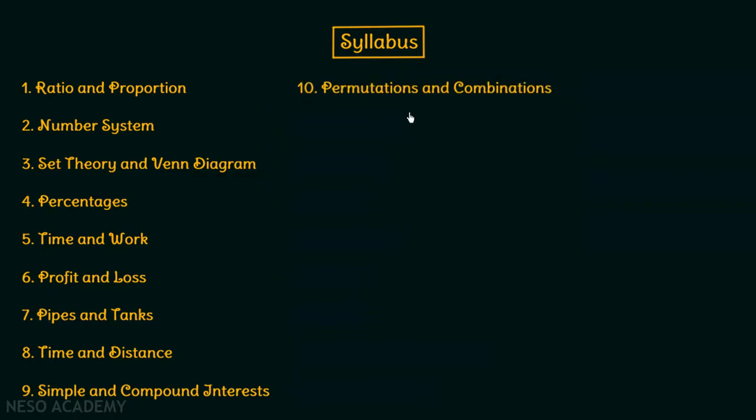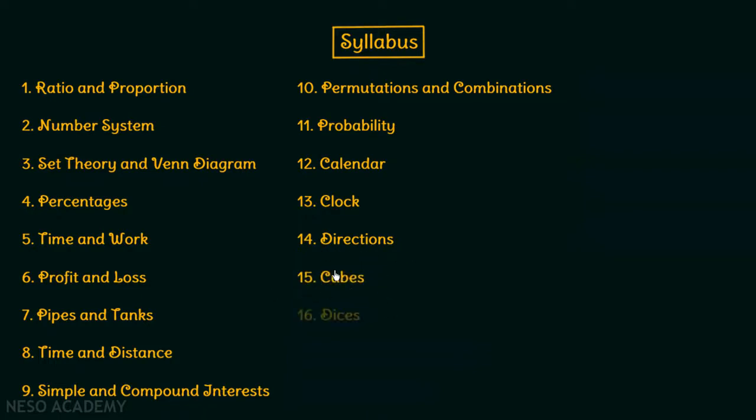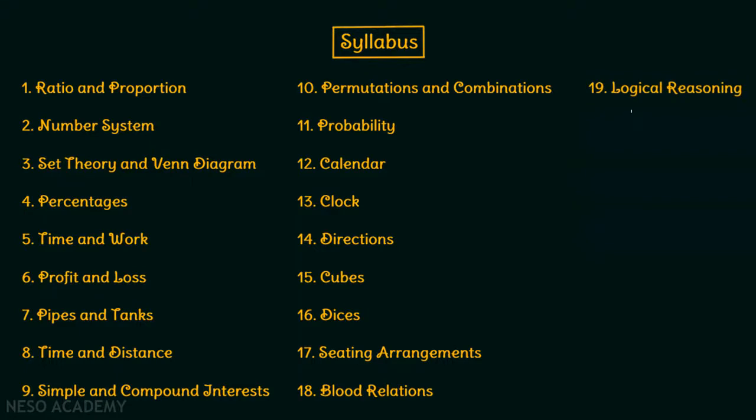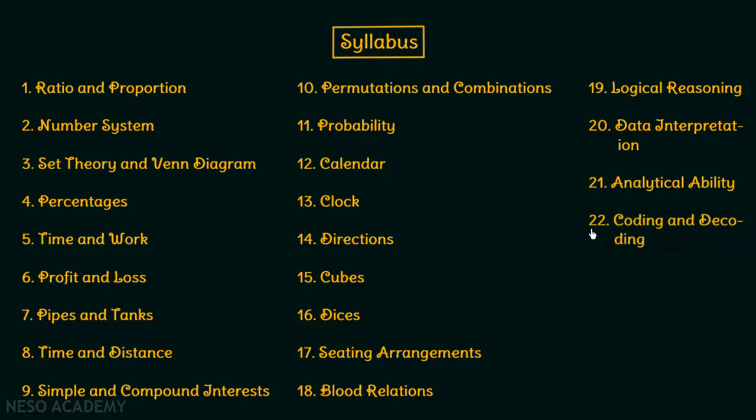10th is permutations and combinations. 11th is probability. 12th is calendar. 13th is clock. 14th is directions. 15th is cubes. Then we have dices. 17th is seating arrangements. 18th is blood relations. 19th is logical reasoning. 20th is data interpretation. 21st is analytical ability, and the final one is coding and decoding.